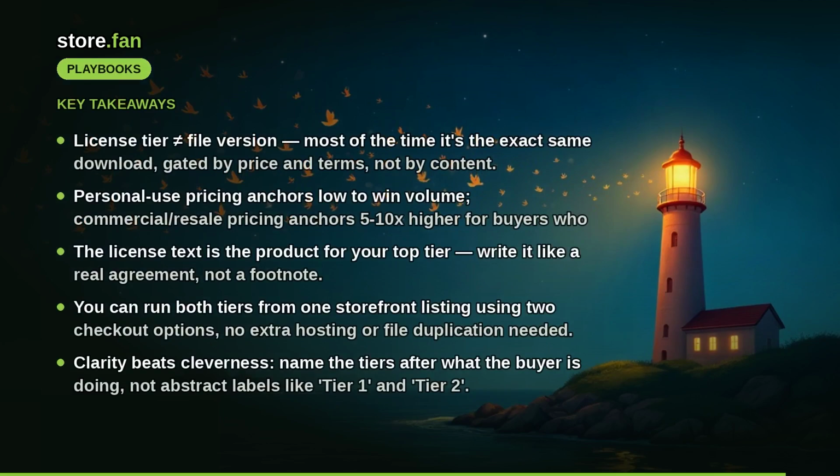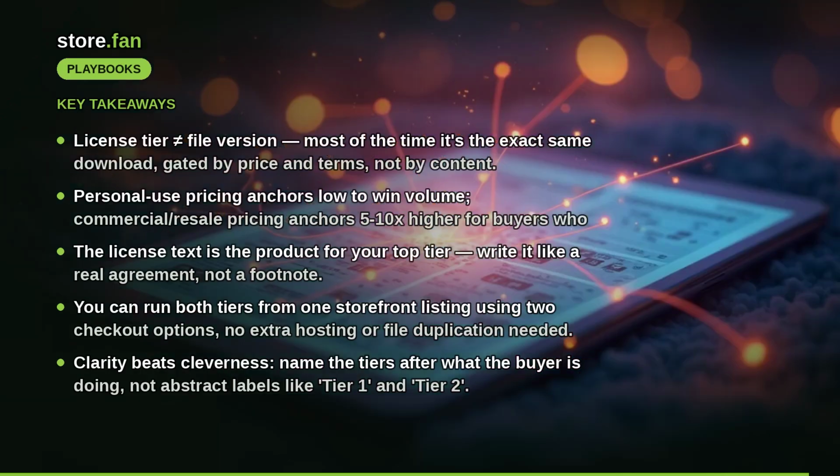FAQ. Key takeaways. License tier, file version: most of the time it's the exact same download, gated by price and terms, not by content. Personal use pricing anchors low to win volume. Commercial resale pricing anchors 5 to 10x higher for buyers who profit from your work. The license text is the product for your top tier. Write it like a real agreement, not a footnote.